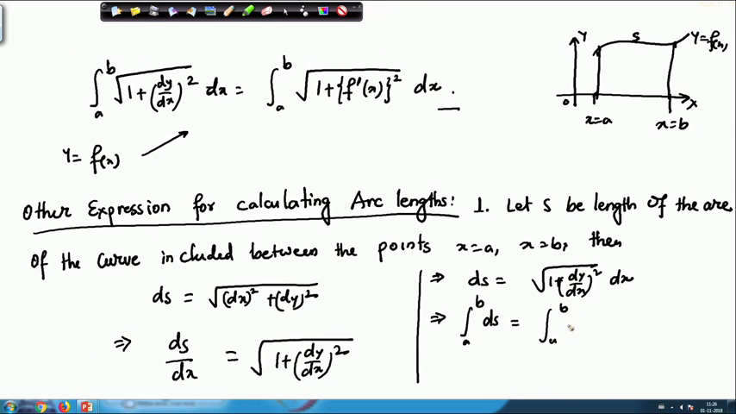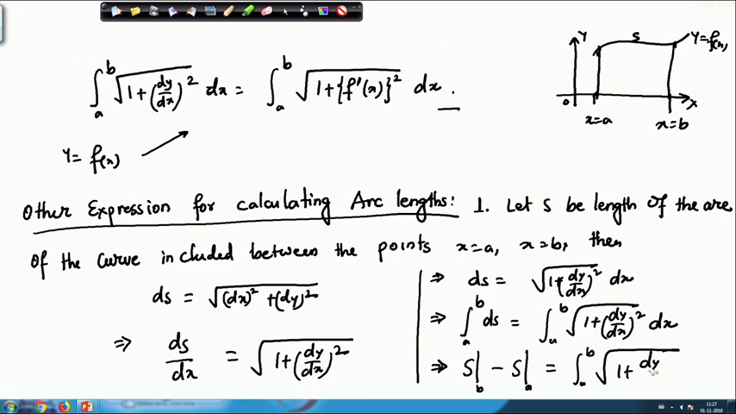and now if we integrate from point A to B, the integral of ds equals the integral from A to B of the square root of 1 plus dy by dx whole square dx. So, this is actually the value of s at B minus the value of s at A, equals the integral from a to b of the square root of 1 plus dy by dx whole square dx. So, this is basically our arc length.